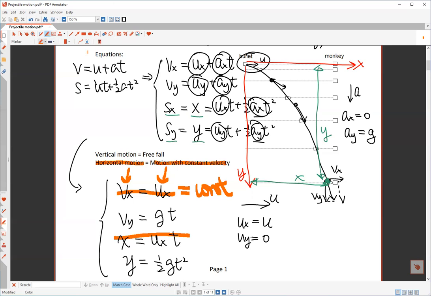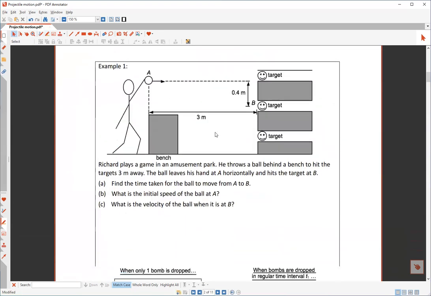If you're considering the vertical motion, you see the vertical velocity will increase from zero with constant acceleration, that's g. So you can consider that motion as a free fall motion. And then we are going to try to solve one simple question first.